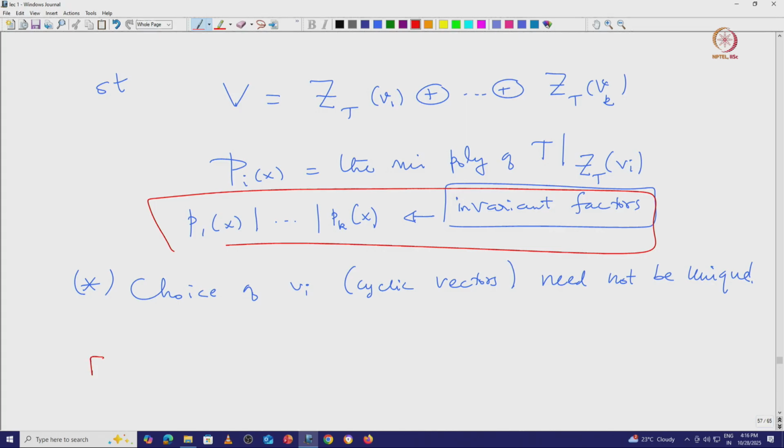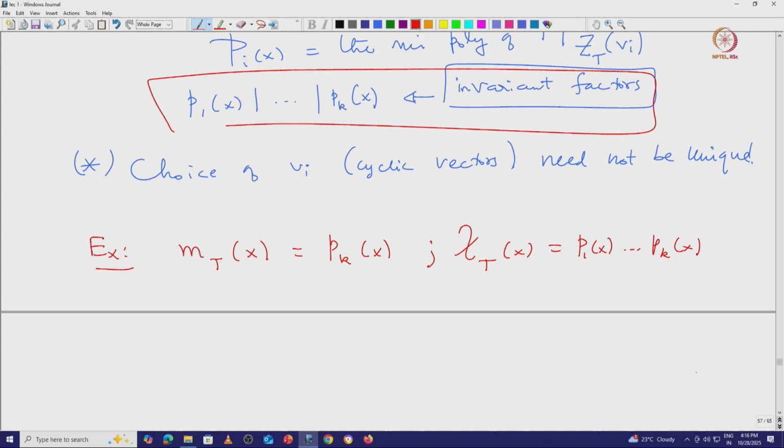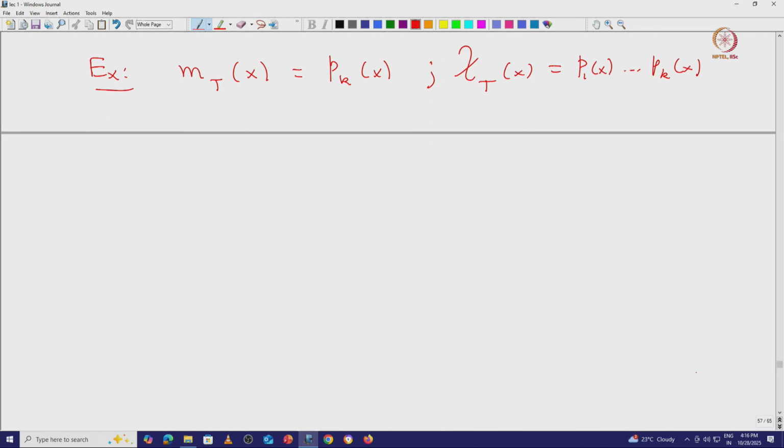And it is easy to prove that the minimal polynomial of T is going to be Pk of x, and the characteristic polynomial of T is going to be the product of these Pi's. And this also immediately tells us that the minimal polynomial must divide the characteristic polynomial. So in particular, chi T of T must be 0. So now, using this cyclic decomposition theorem, one can easily get the Jordan canonical form.